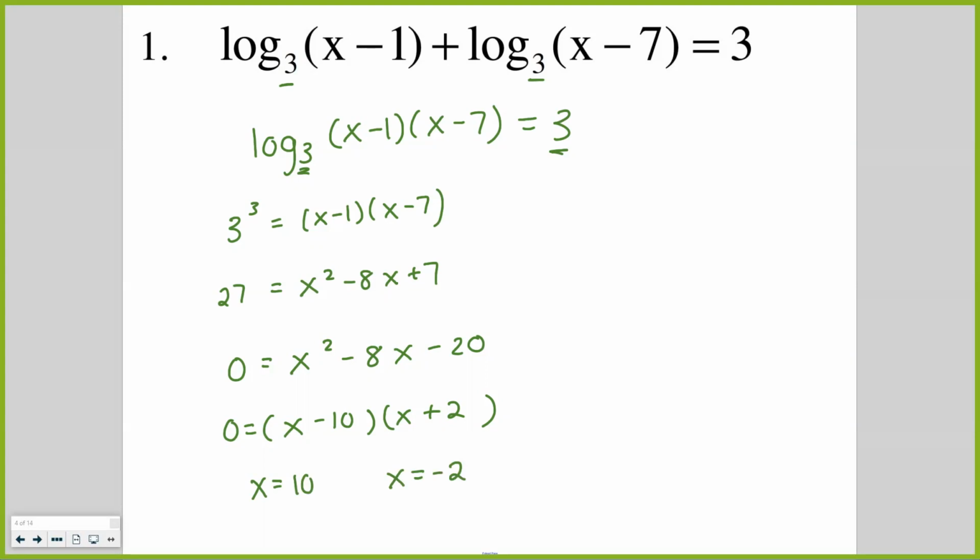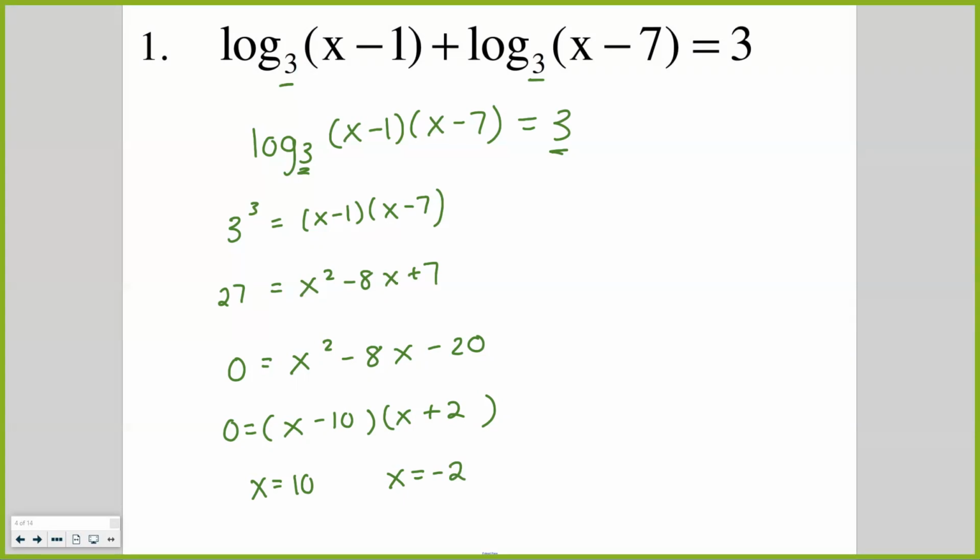Okay, but remember, we're in the logs unit, which means we have domain restrictions on log. We can only take the log of a positive number. We can't take the log of 0 or any negative number. So I'm going to take 10 and negative 2, the two solutions that we got. I'm going to go up to the top, our original problem. I'm going to plug in 10 and negative 2 to make sure that I can use both of those.